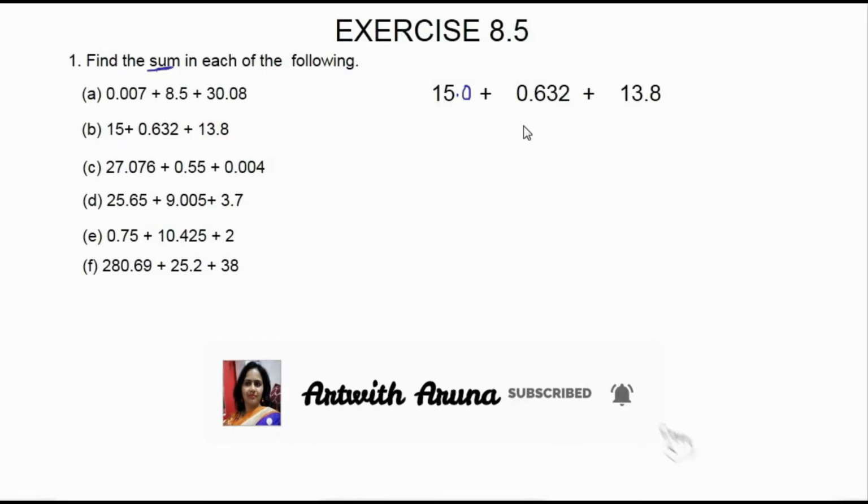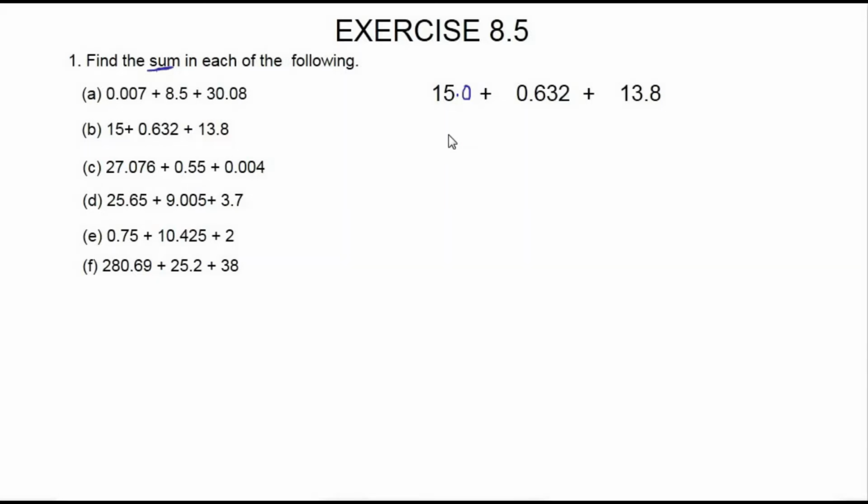Now we follow the same steps as in question number 1. We check the digits before the decimal point. Here we have 2 digits, here 1 digit, and here 2 digits before the decimal point. So the maximum is 2, and we simply add a 0 to balance the number.